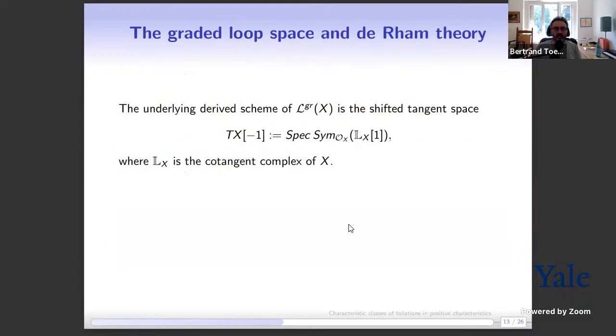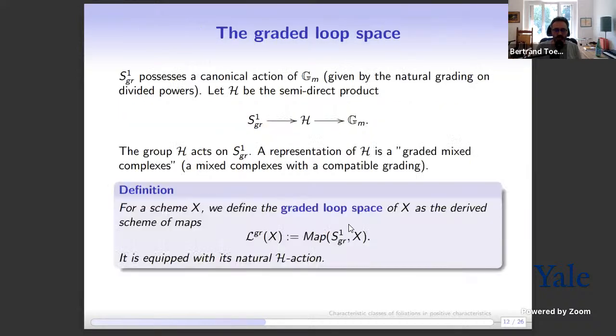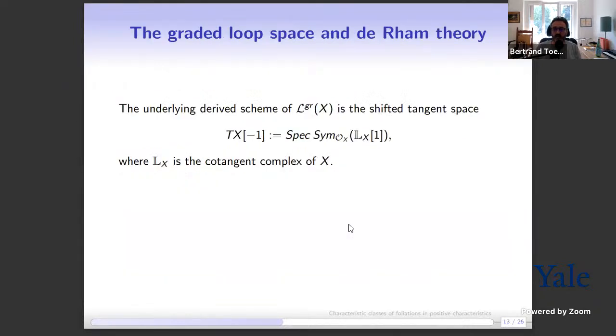So now if I do this, what you can prove is that if you forget the H action and just look at the Dirac scheme of L GRE X, it is exactly the spectrum of the Sym of Lx shifted by 1. It's a version of the HKR theorem, if you want. And I will also denote this by the odd tangent space Tx shifted by -1.